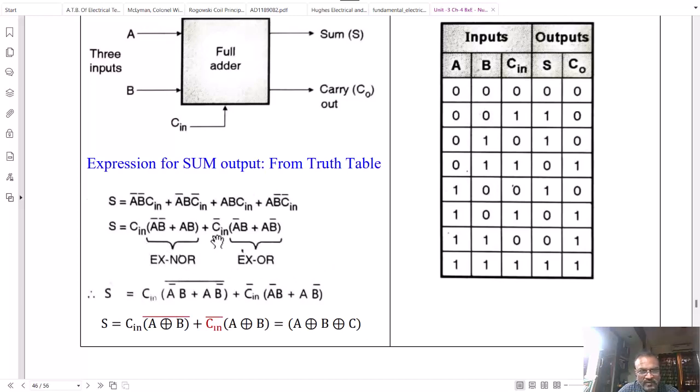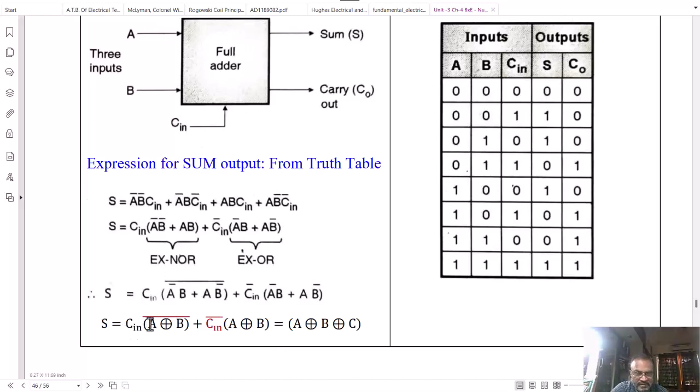Exclusive NOR can be converted to exclusive OR just by taking a NOT operation of exclusive OR. And therefore, we will have an exclusive OR operation here and we will take a complement of it. That becomes basically an exclusive NOR gate. And this second term remains as it is. So from this term, you will see the bracket terms are both exclusive OR. Take it common. So A exclusive OR B into C in is the first term, and C in bar is multiplied by A exclusive OR B.